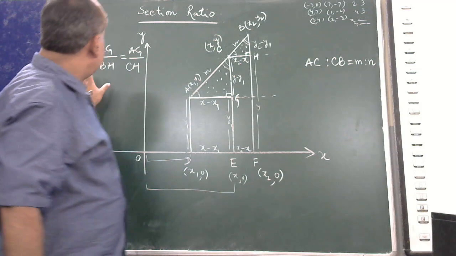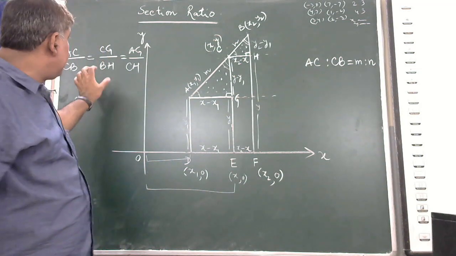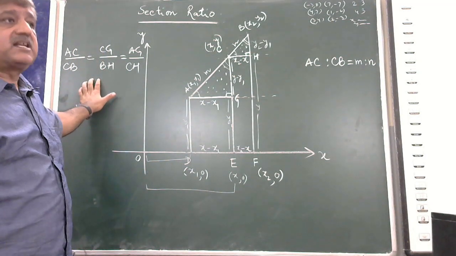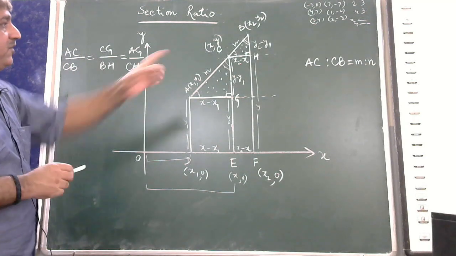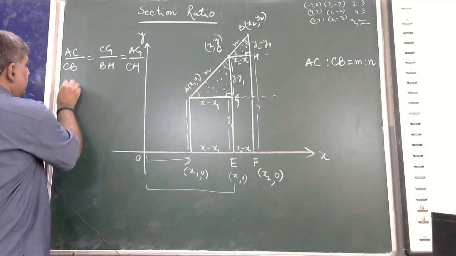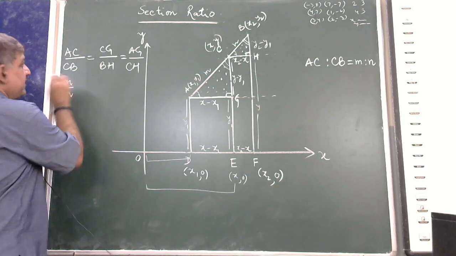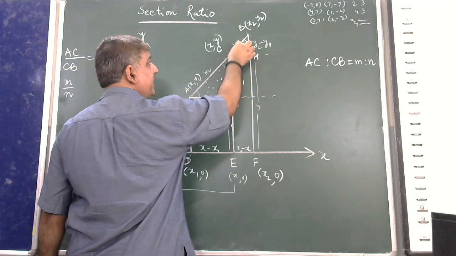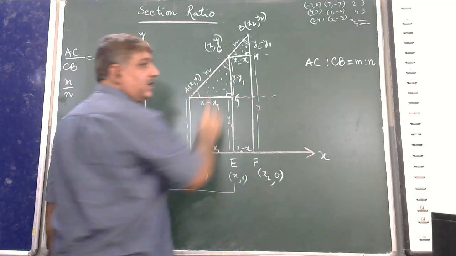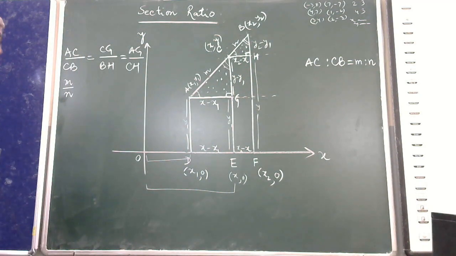And for two equiangular triangles, their corresponding sides are proportional. And we have applied this proportional result here. Now what happens? You see AC by CD is equal to m by n. See, it is given that point C divides AB in the ratio m:n. So AC by CD is equal to m is to n.